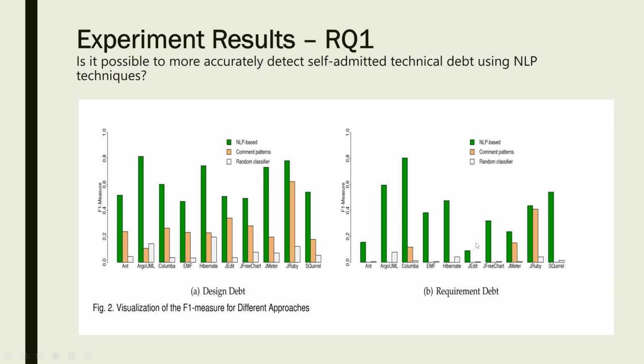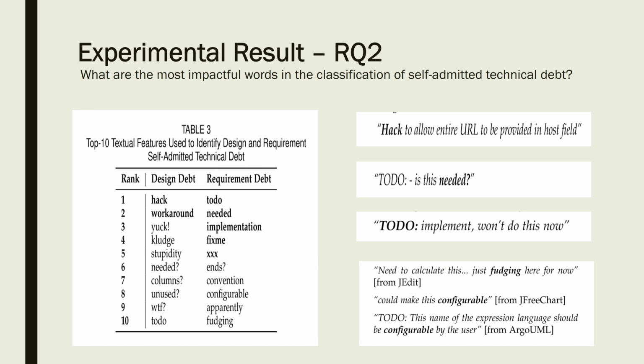This graph shows how the NLP approach, which is the green part, outperforms the other approaches for design and requirement debt. The result for the second research question shows that words related to sloppy code or mediocre source code quality are the best indicators of design debt, whereas words related to the need to complete a partially implemented requirement in the future are the best indicators of requirement debt.